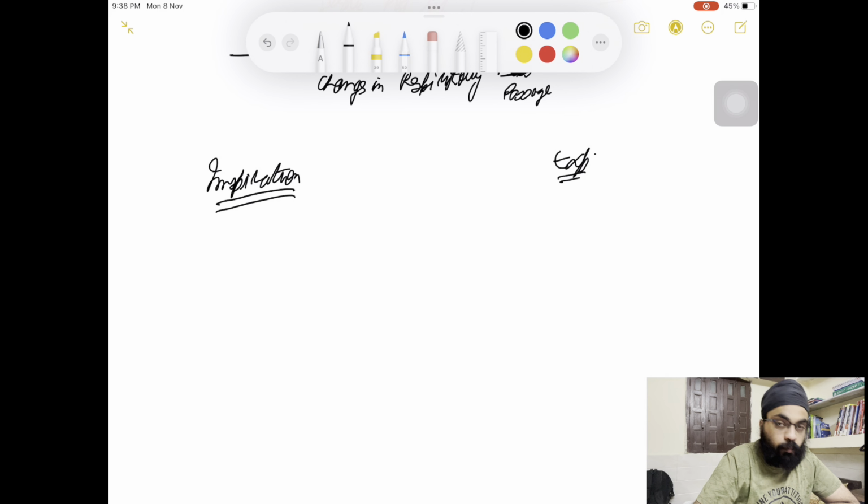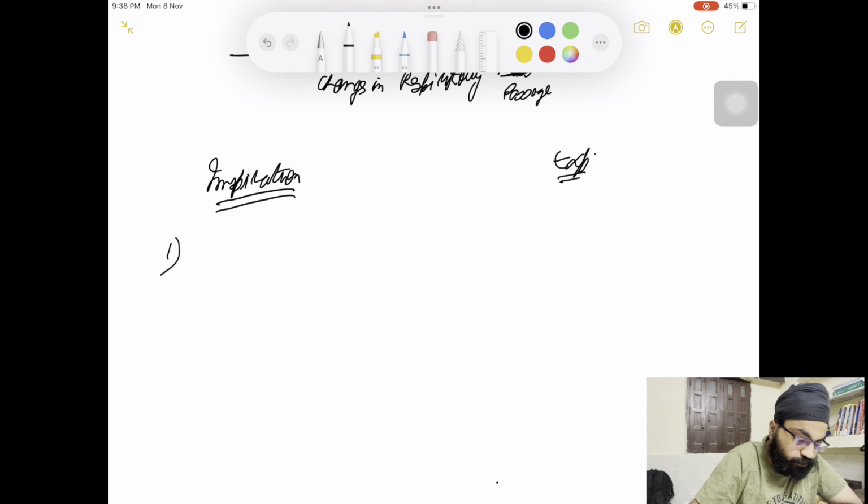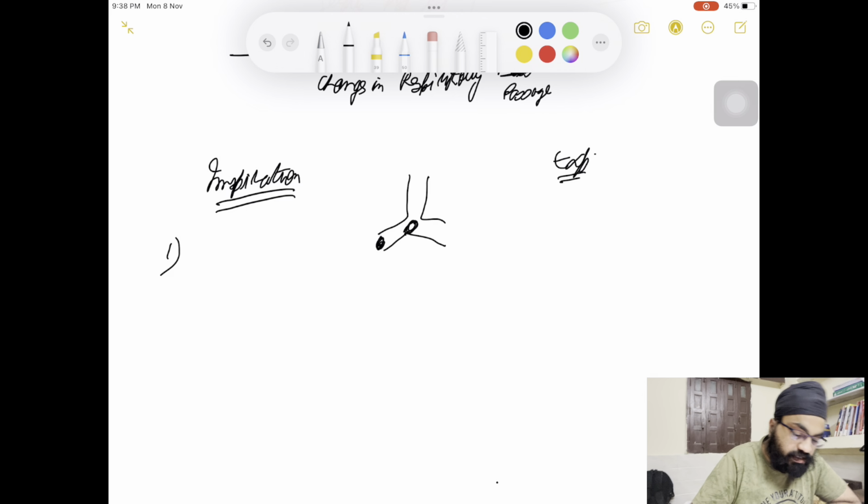So when the chest is expanding, the diaphragm is going down, the lungs are going down. So your tracheal bifurcation will go down, your root of lung will go down, and when the air is entering, the bronchi will dilate, alveoli will dilate. That's all. These are the main changes.